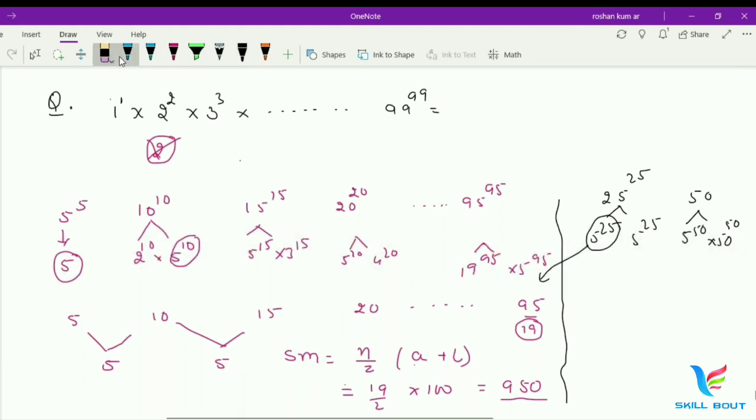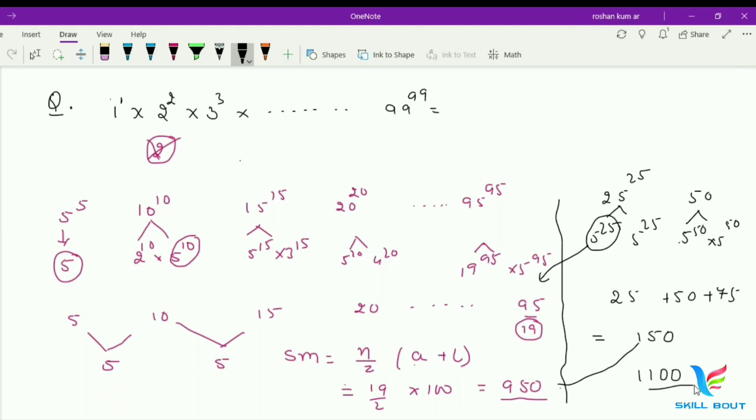I'll be writing it again. So I hope you guys can see this, 5 to the power 50. 150 is counted. How about the other 50? Similarly, we'll go to 75. So extra 25 5s plus 50 5s plus 75 5s will also be added. Add it up. How much will you get from here? 150. 950 I've already got, plus extra 150. 950 plus 150 is equal to 1100. This 1100 is the right answer.